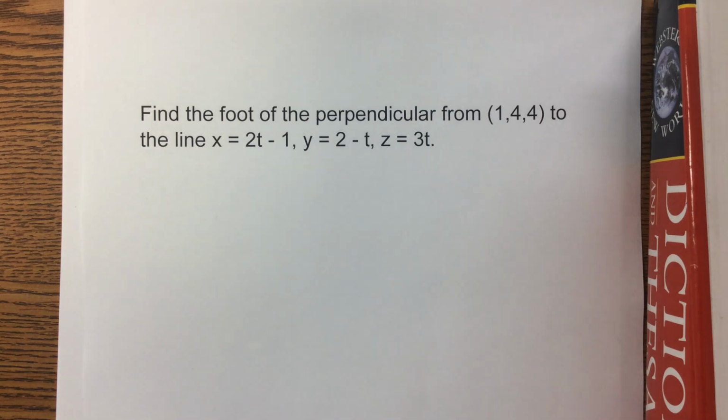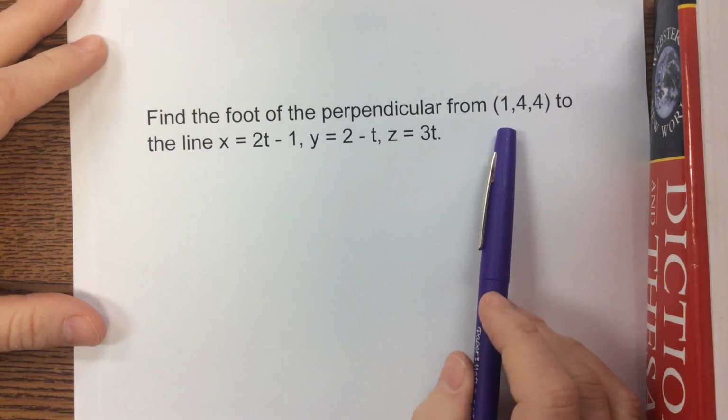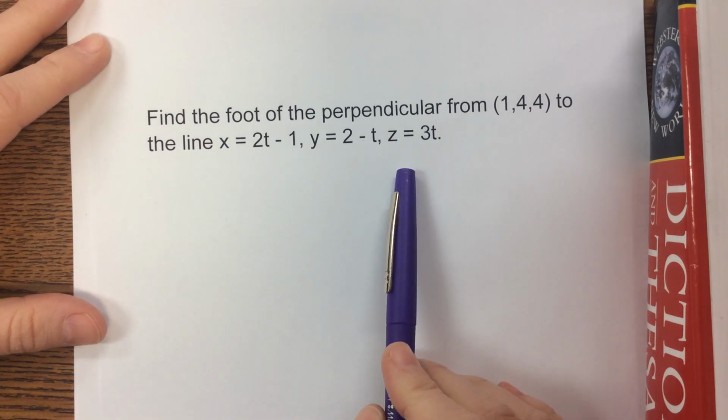In this video, we're going to look at some of the things that you can do. We're going to address this particular problem dealing with lines and points in space in 3 dimensions. The first one says: find the foot of the perpendicular from this point, (1, 4, 4), to the line, and then they give it to us in parametric form.